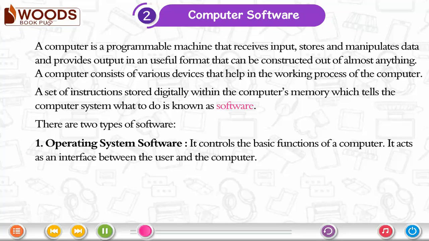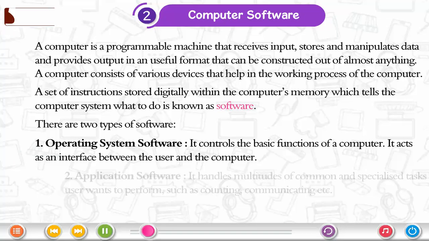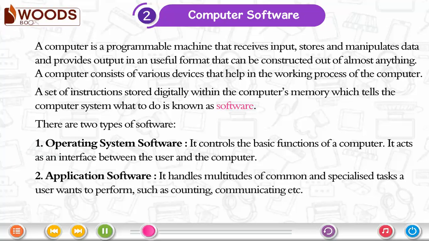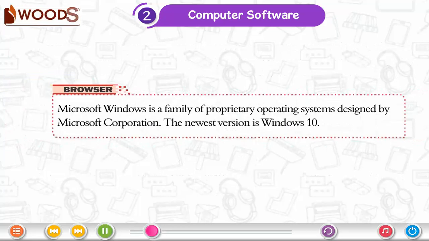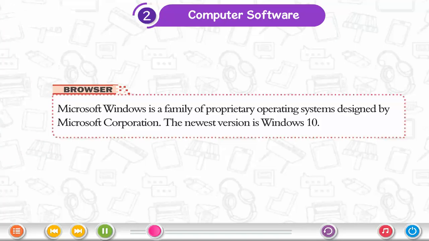1. Operating system software. It controls the basic functions of a computer. It acts as an interface between the user and the computer. 2. Application software. It handles multitudes of common and specialized tasks a user wants to perform, such as counting, communicating, etc. Microsoft Windows is a family of proprietary operating systems designed by Microsoft Corporation. The newest version is Windows 10.